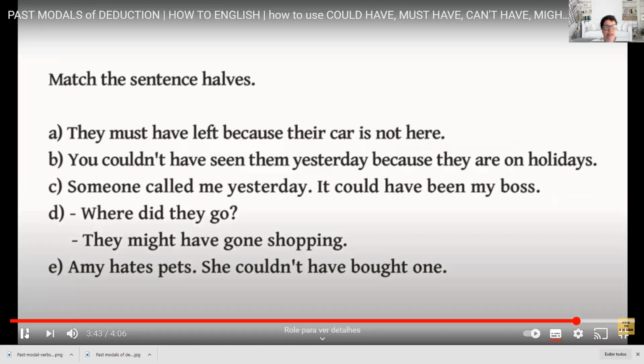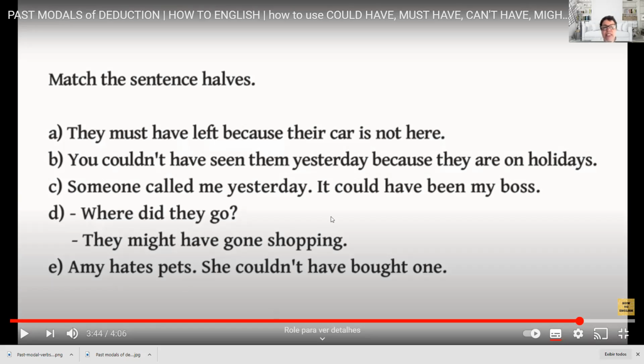Okay, let's see the answer. They must have left because their car is not here. You couldn't have seen them yesterday because they are on holidays. Someone called me yesterday. It could have been my boss. Where did they go? They might have gone shopping. And finally, the last one. Amy hates bats. She couldn't have bought one.